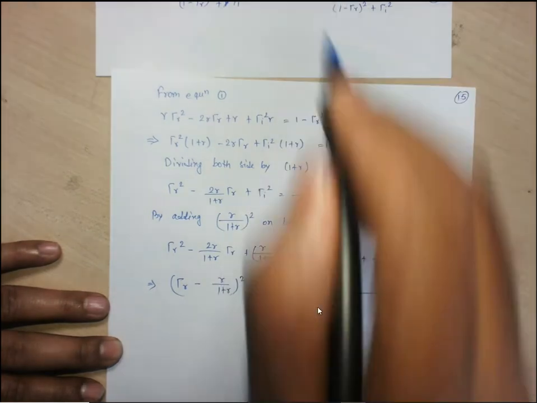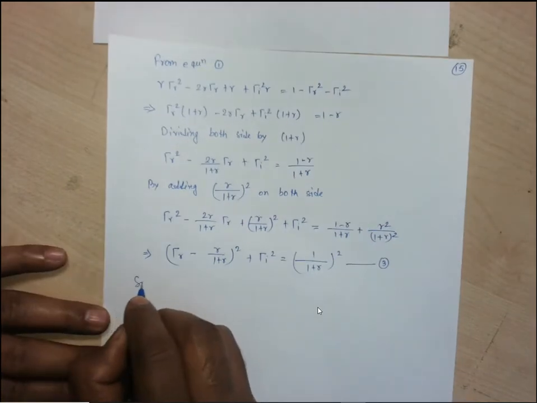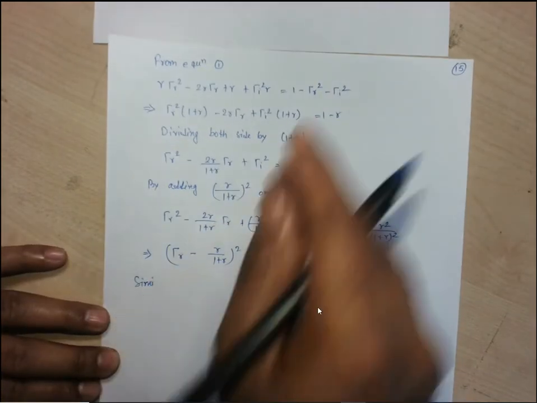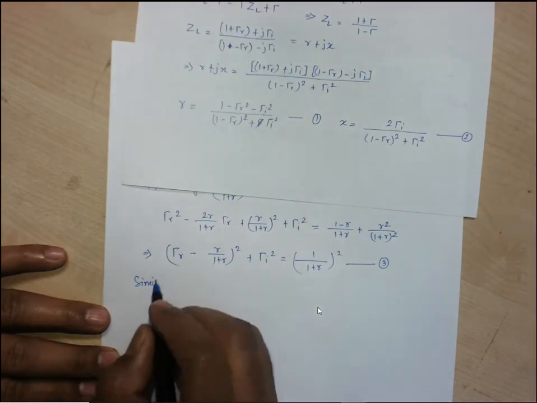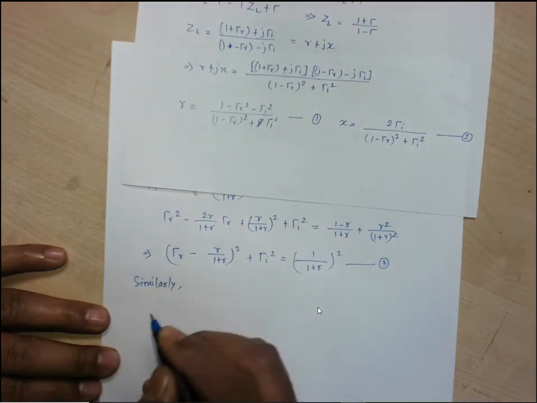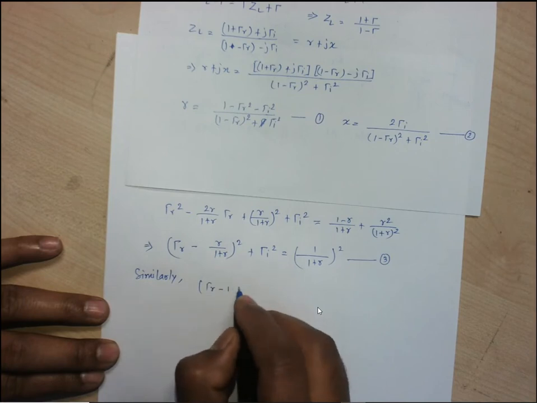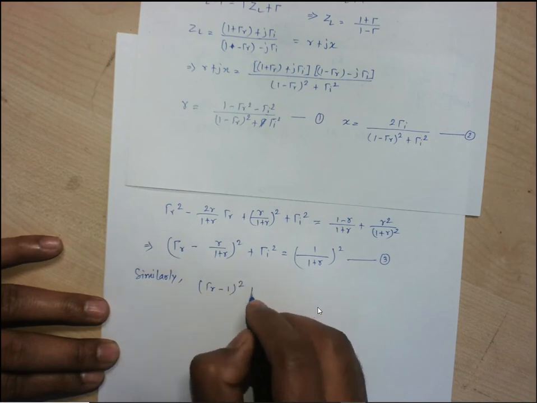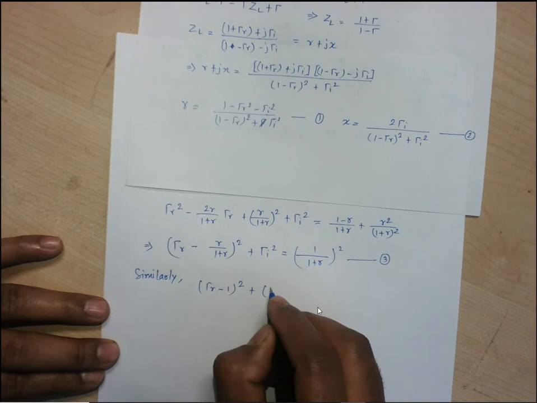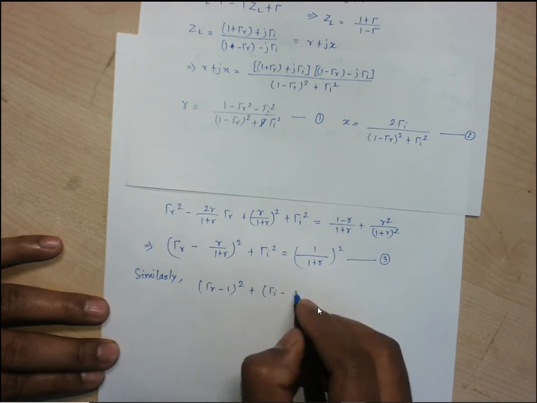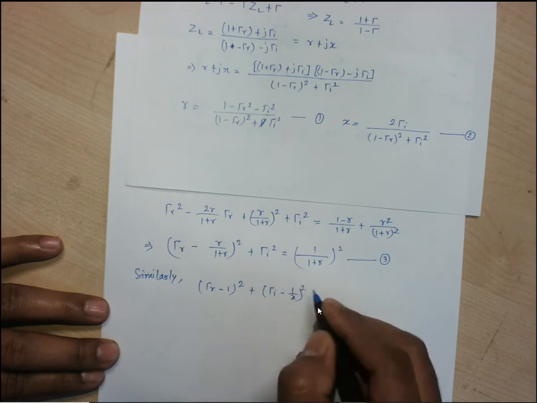Similarly, if we go with this x, that is equation number 2, then we can derive the same kind of expression: gamma r minus 1 whole square plus gamma I minus 1 by x whole square equals 1 by x whole square.